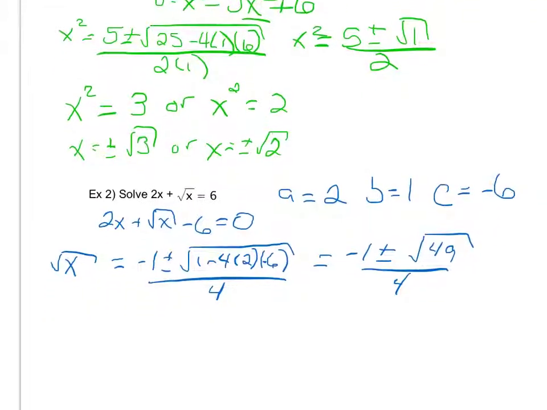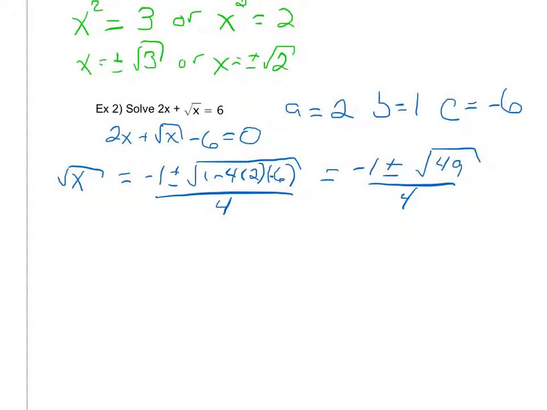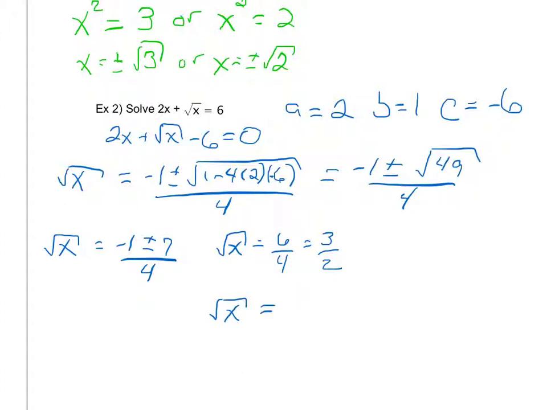I know the square root of 49 is just 7, so I'll simplify that, and I get the square root of x equals negative 1 plus or minus 7 over 4. So the square root of x equals negative 1 plus 7, which is 6, 6 over 4, or 3 over 2, or the square root of x equals negative 1 minus 7, which is negative 8 over 4, or negative 2. Again, even though the quadratic formula allowed me to find the square root of x, I really want to know what x is.